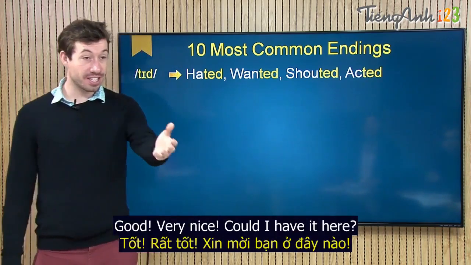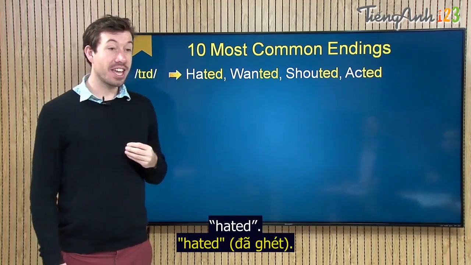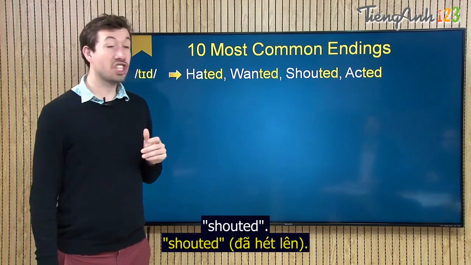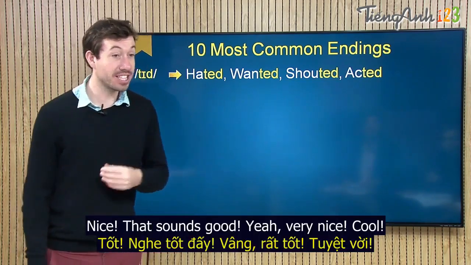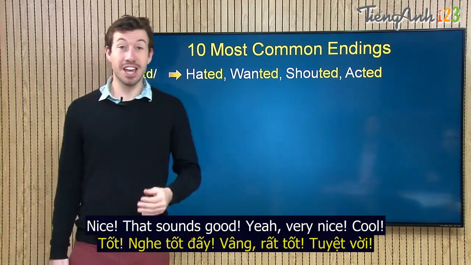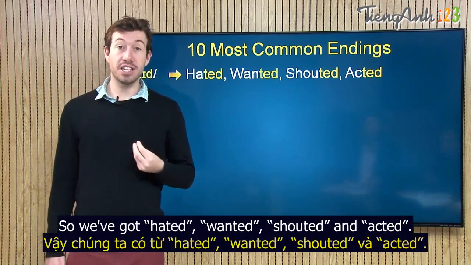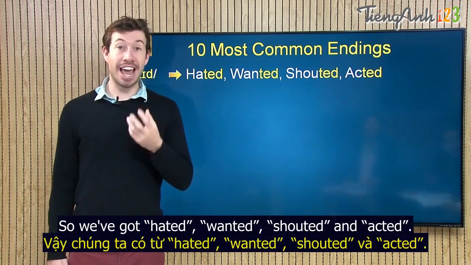Good, very nice. Can we have it here? Hated. Yeah. Shouted. Nice, that sounds good. Yeah, very nice. Cool. And let's have it here, please. So we've got hated, wanted, shouted, and acted.